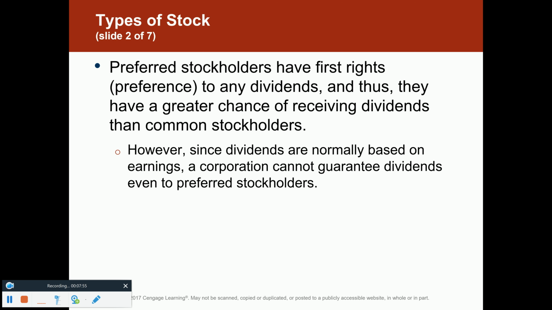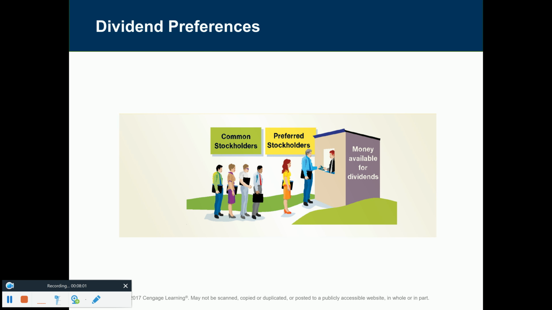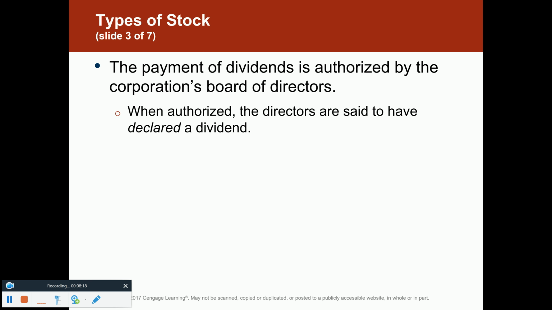Preferred stockholders, like I said, they have first rights or preference to any dividends. And they have a greater chance of receiving dividends. You can see here, nice little picture of the preferred stockholders. Do you see they're at the front of the line to get the dividends? And if their money runs out, if there's no more money available for dividends, the common stockholders are going to suffer at the end of the line.